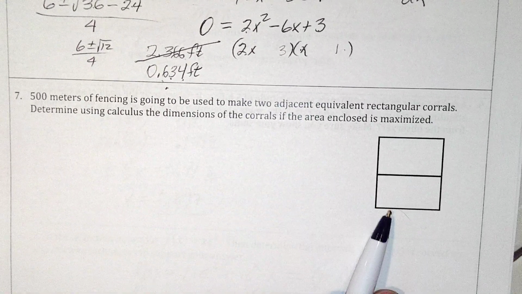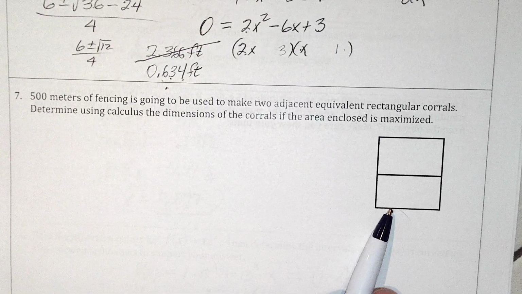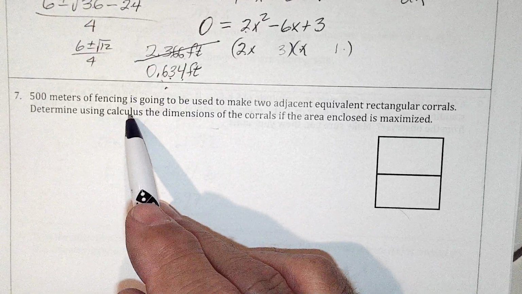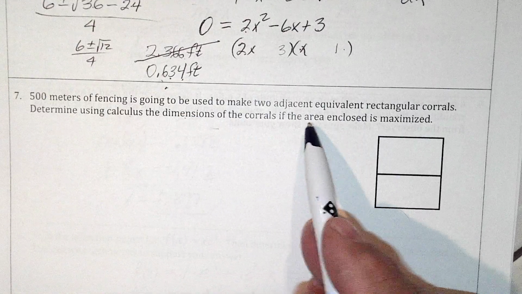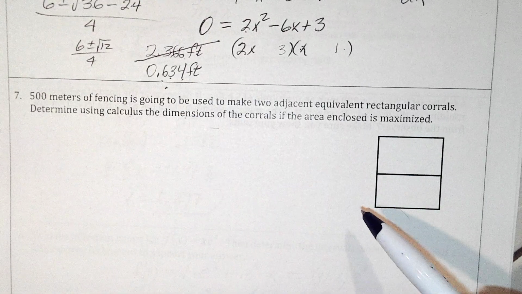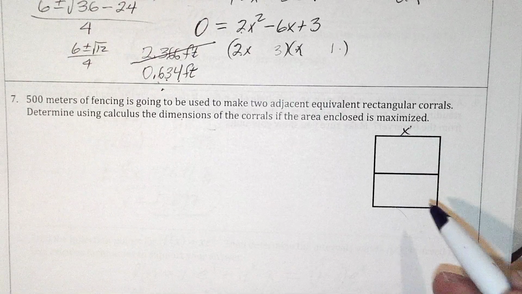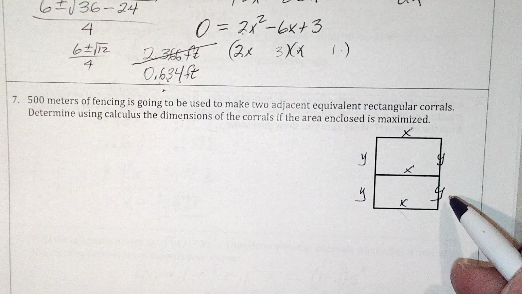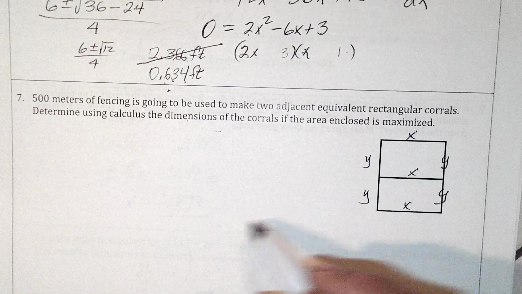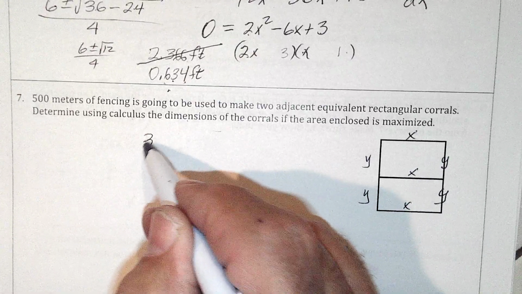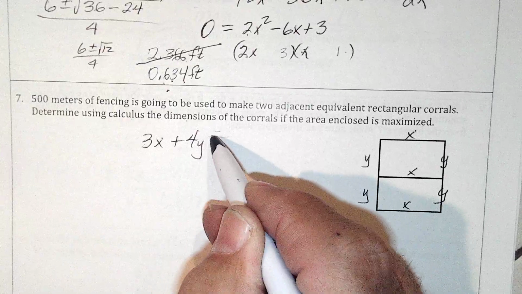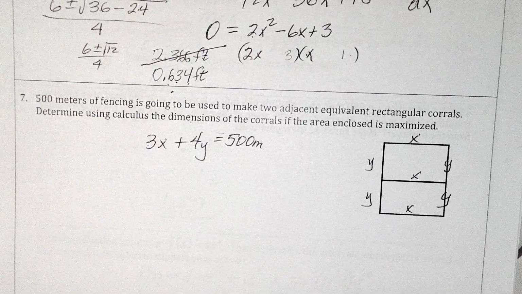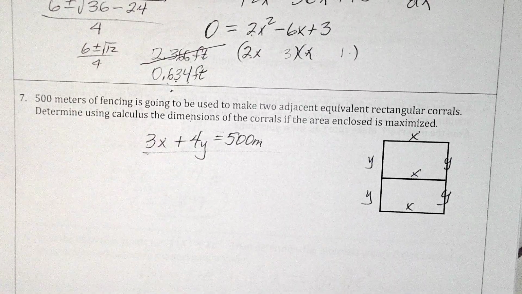500 meters of fencing are going to be used to make 2 equivalent corrals. Using calculus, find the dimensions if the area enclosed is maximum. It doesn't say define the dimensions, but that's what I wanted you to do. So if we call this x and x and x, we can call this y and y and y and y. And we've got to use the fencing to make these. So 3x lengths plus 4y lengths uses up 500 meters. So that's my constraint. I've got that much fencing.